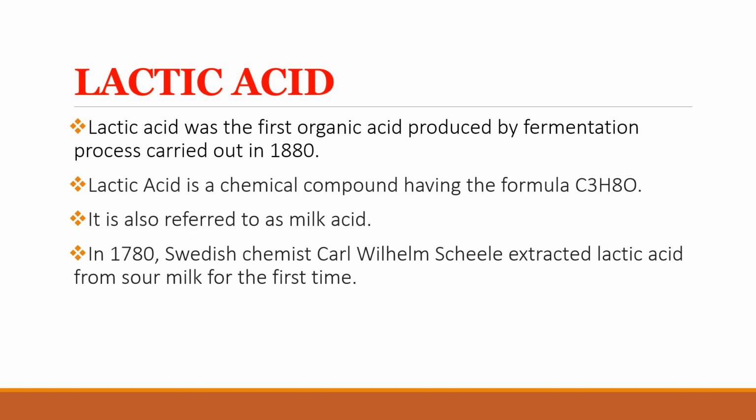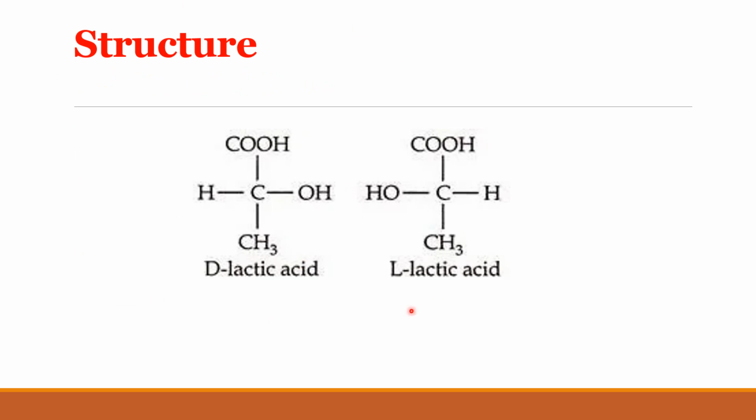Lactose is a milk sugar. When it undergoes fermentation, lactic acid is produced. And this is the chemical structure of lactic acid, which occurs in two forms: one is the D form and the other is the L form. It has a functional group known as COOH, a hydroxyl group OH, and a central carbon atom having an alcohol carbon group.